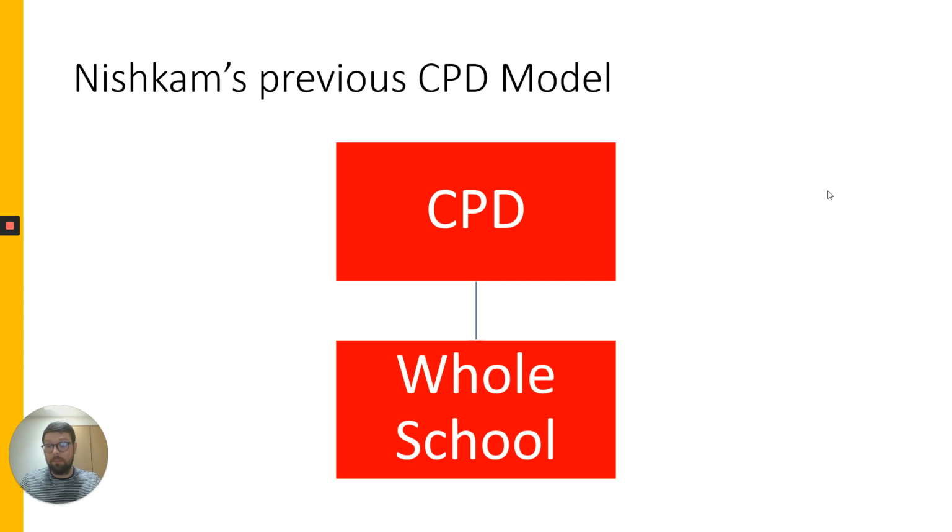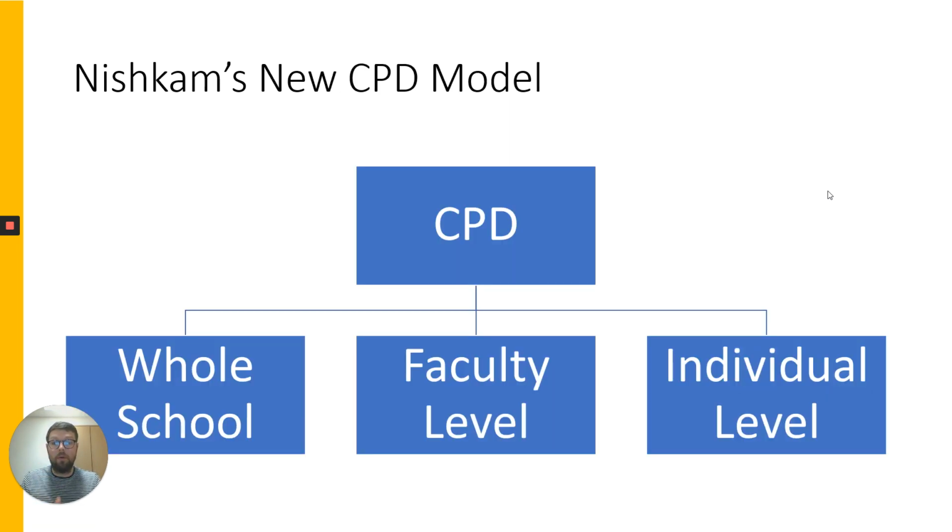I decided to change that model to this. So now our CPD model has 3 strands. Whole school is still there and really important, and I'll explain why in a moment. But we also now have a faculty level strand and an individual level strand. And these 2 strands are where we start to access maybe the specific nature of our CPD model and how it can relate to not only the subject, but the individual taking or having that CPD.